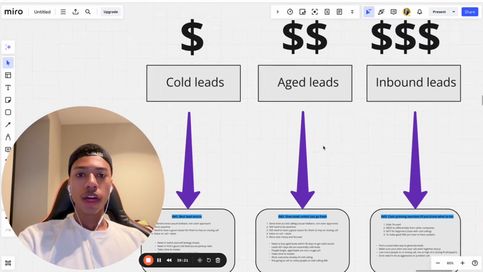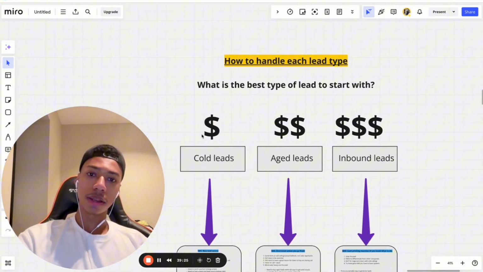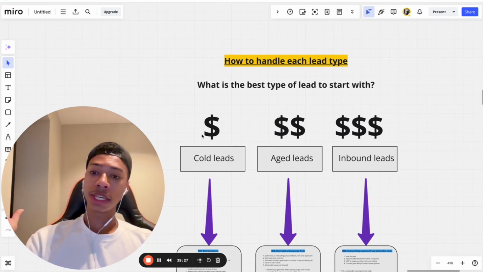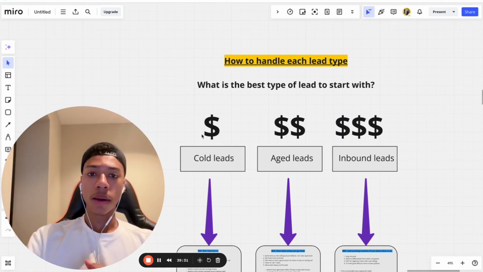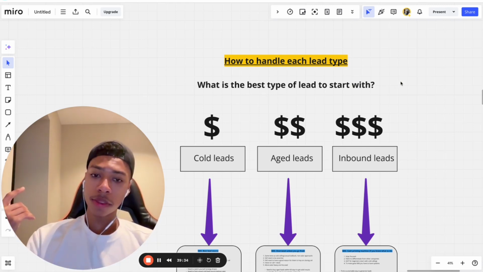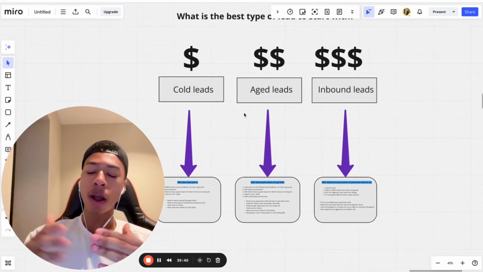So that is the difference between cold leads, AGs, and inbound leads, how to handle each lead type, the pros, the cons, the differences between all of them. What is the best lead type to start with? You guys kind of know the answer, in my opinion. It's cold leads.